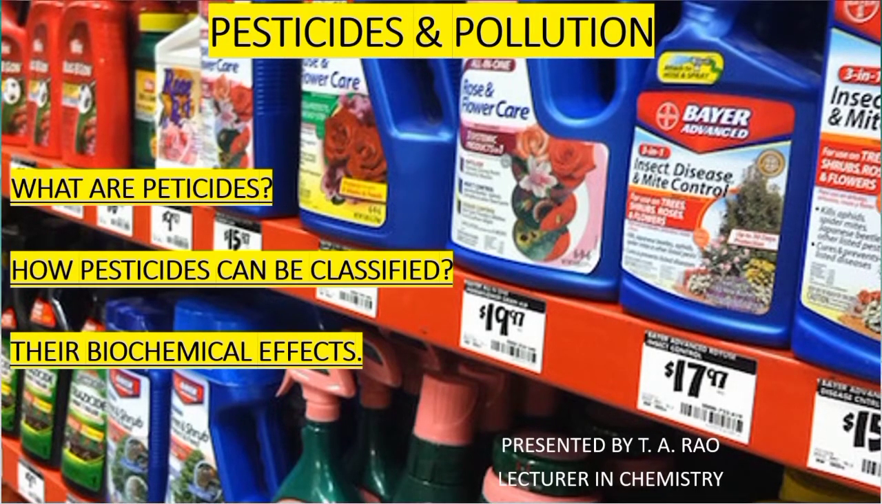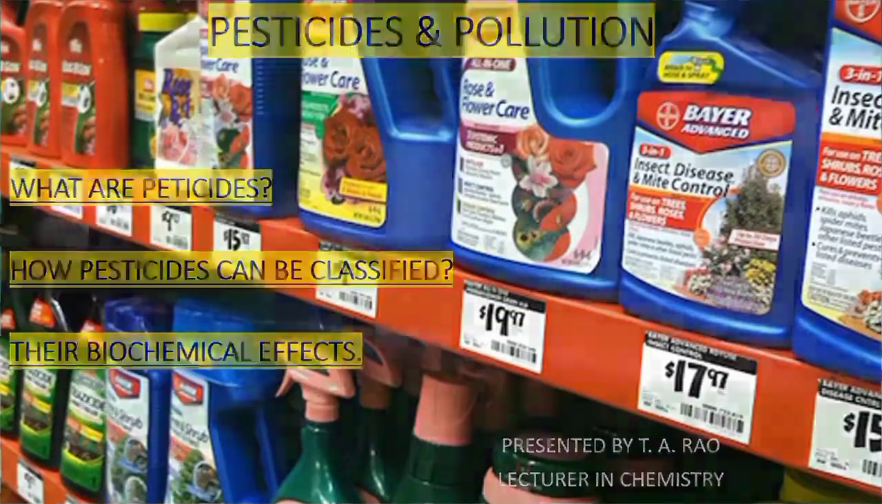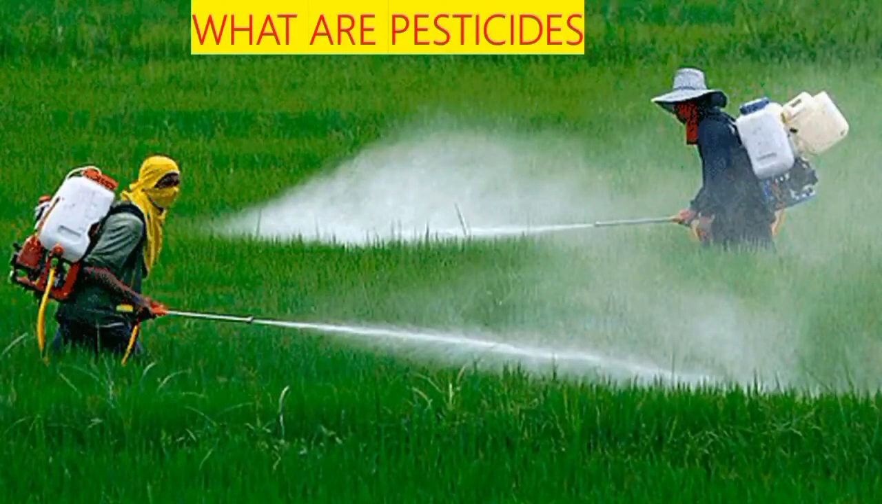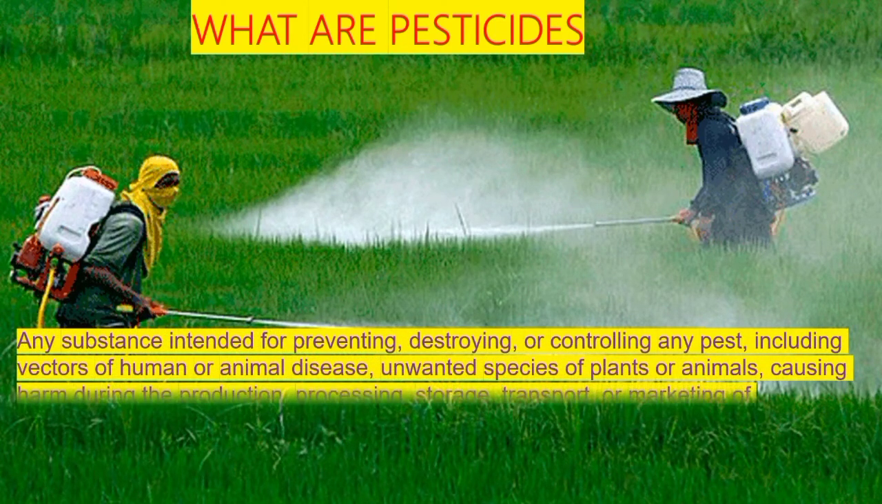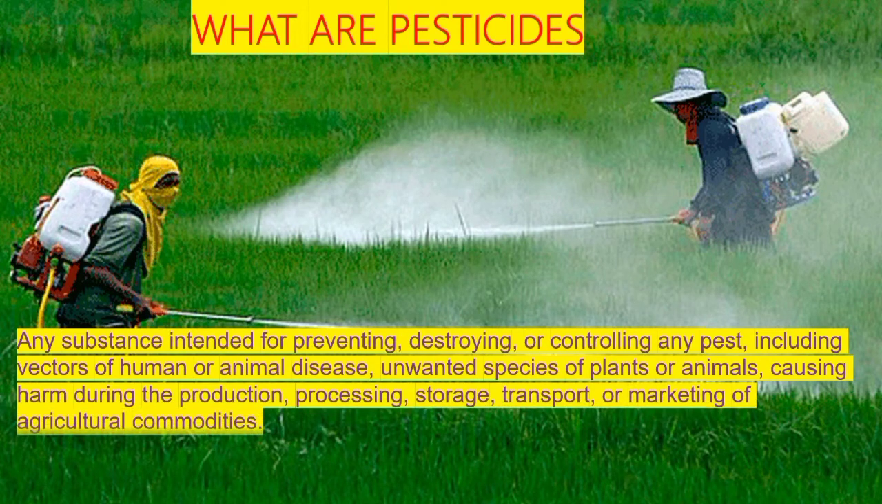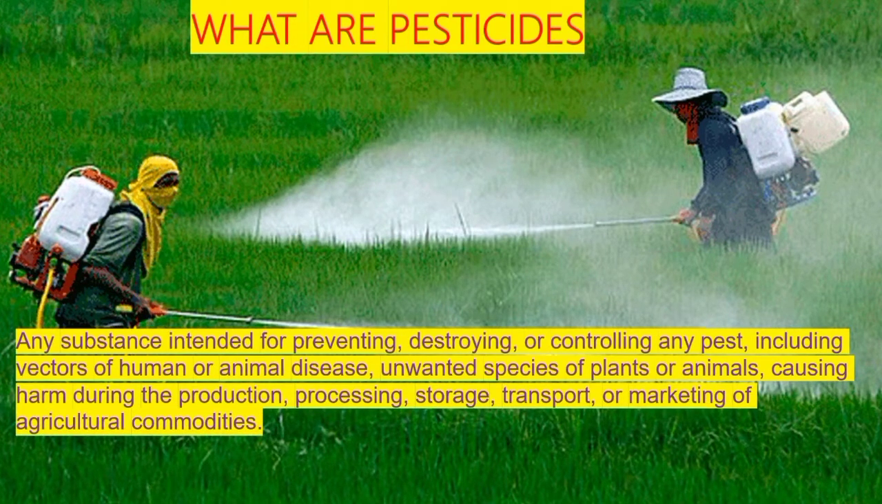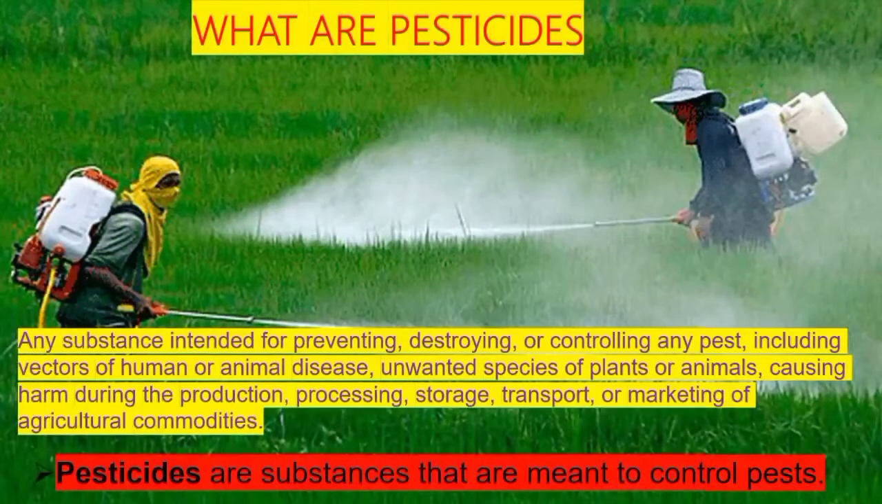Okay, what are pesticides? A comprehensive definition is any substance intended for preventing, destroying, or controlling any pest, including vectors of human or animal disease, unwanted species of plants or animals, causing harm during the production, processing, storage, transport, or marketing of agricultural commodities. Simply, we can define them as pesticides are substances that are meant to control pests.